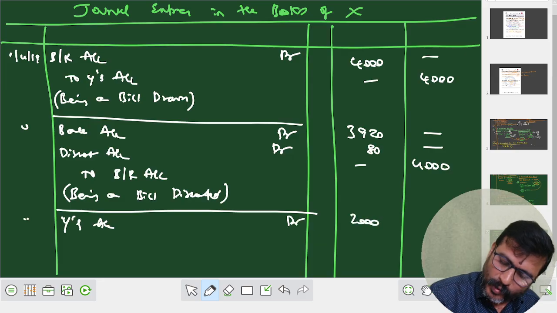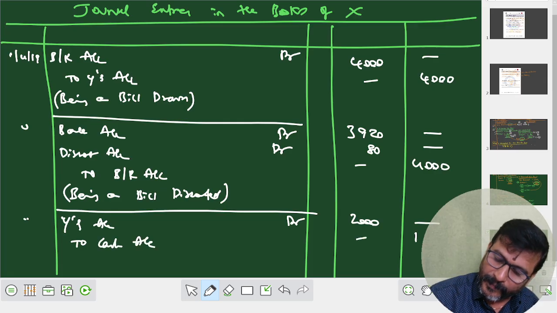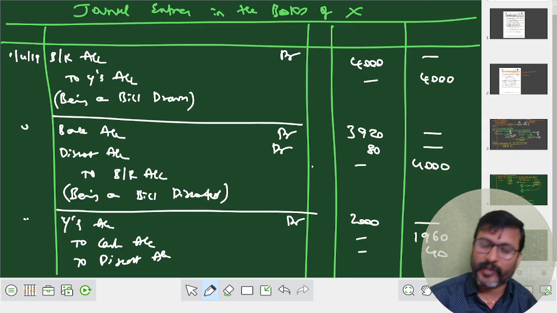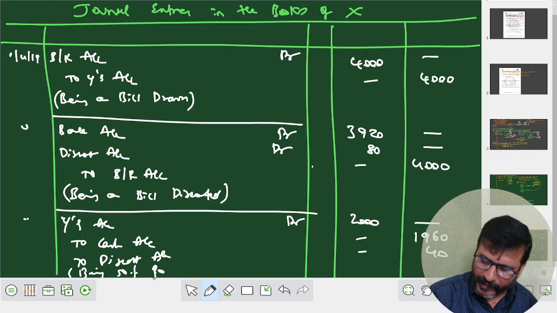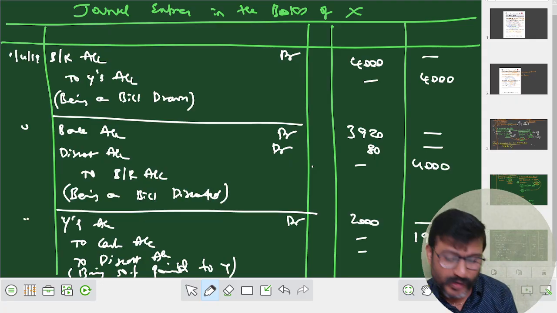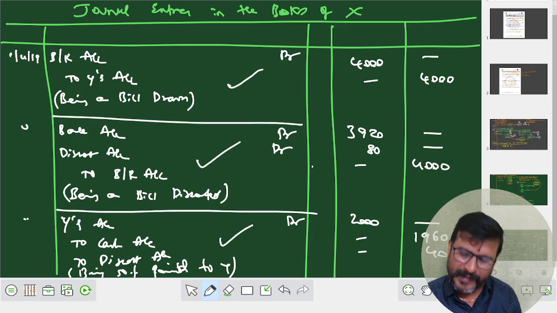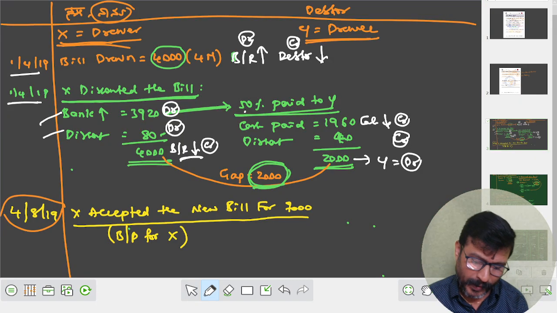Y's account debit 2000 to cash account 1960, to discount account 40, being 50% paid to Y. Did you understand? This is for bills drawn. This is for bills discounted. This is 50% of the bill amount is given to whom? Given to Y. What happened afterwards?